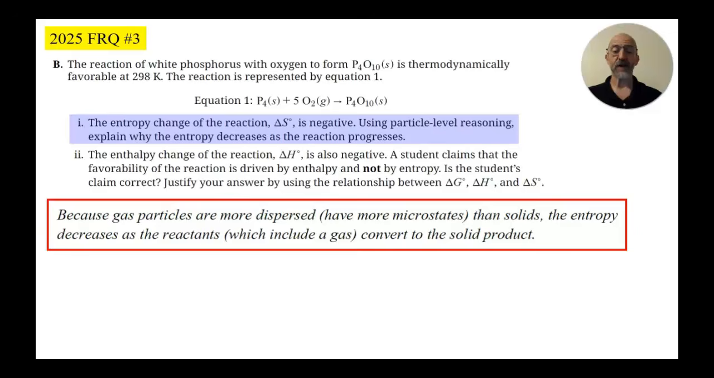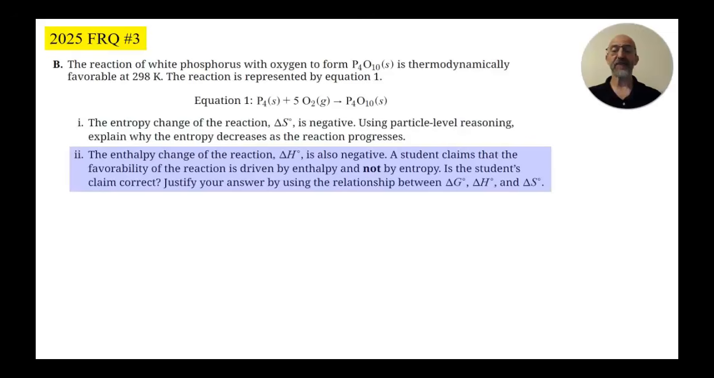All right, our next free response question is going to relate to delta G. So it's the follow-up to this particular question. So this question says that the enthalpy change, delta H, is also negative. So we have a negative delta S, we have a negative delta H. A student claims that the favorability of the reaction is driven by enthalpy and not driven by entropy. So is the student's claim correct? Justify your answer by using the relationship between delta G, delta H, and delta S.